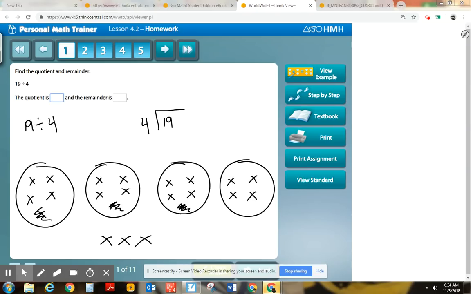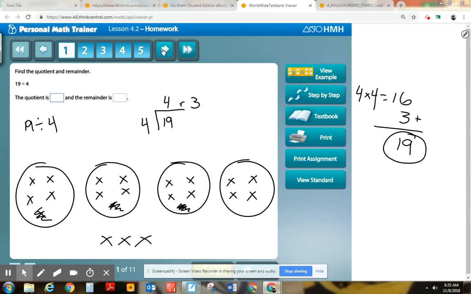All right, so I have 4 in each group with the remainder of 3. Now I can check my work by doing 4 times 4 equals 16, plus that remainder of 3 gives me a total of 19. So I'm good.